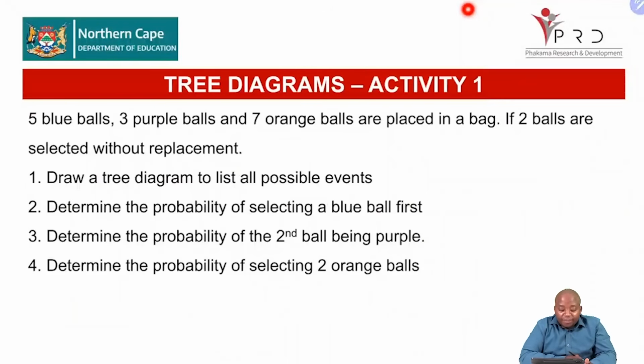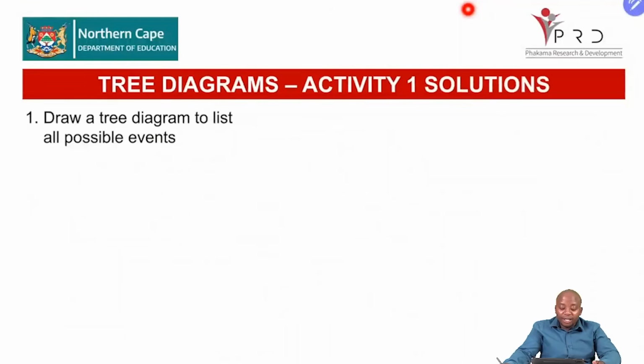Welcome back, grade 12. Now let us focus our attention on activity number 1. Activity 1 reads as follows. 5 blue balls, 3 purple balls, and 7 orange balls are placed in a bag. If 2 balls are selected without replacement, we need to start by drawing the tree diagram to list all the possible events. And remember, even if the question did not require you to draw the tree diagram, you must start by drawing it.